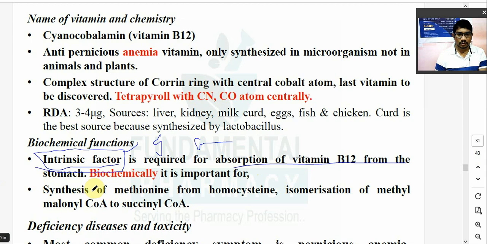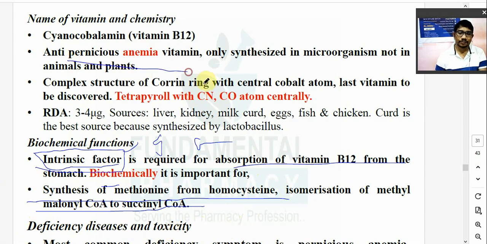Biochemically, what is it important for? Synthesis of methionine from homocysteine. You have seen this above. Isomerization of methylmalonyl CoA to succinyl CoA. Where does this occur? It occurs in the synthesis of cholesterol. So it is a very important enzyme, a very important vitamin for the synthesis of cholesterol.